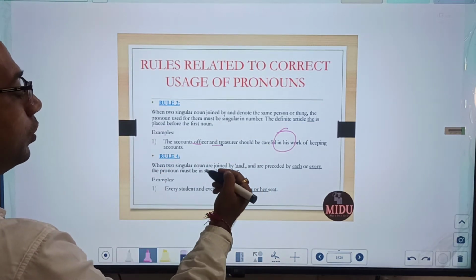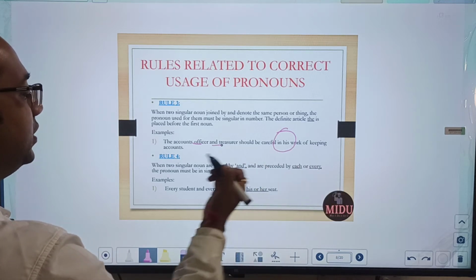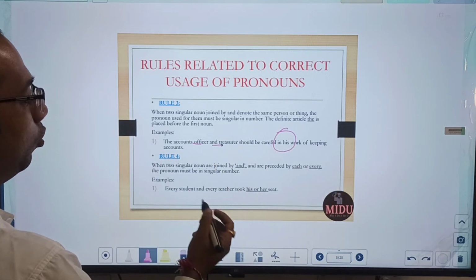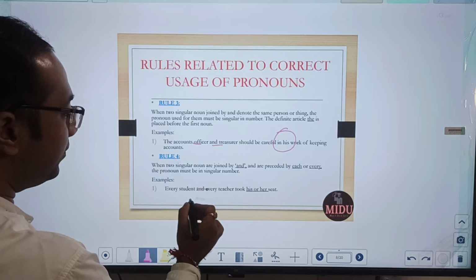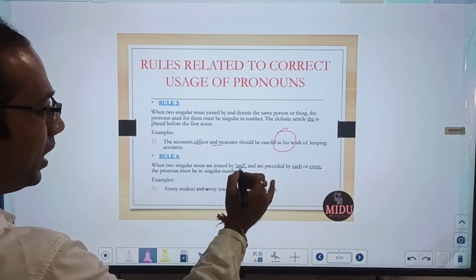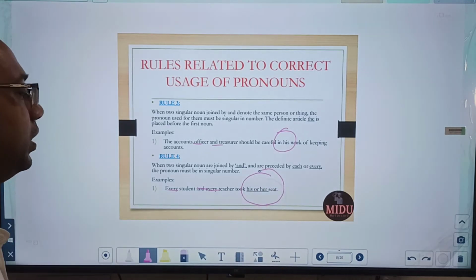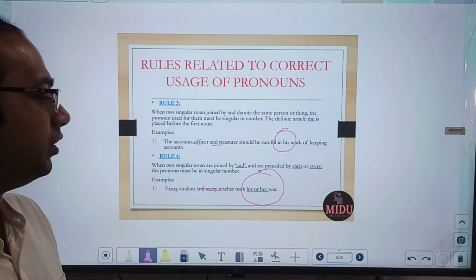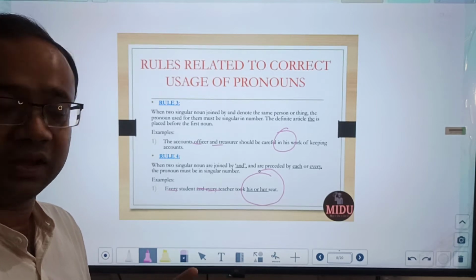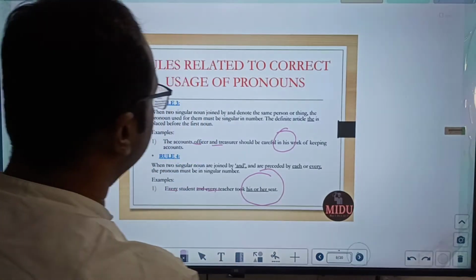When two singular nouns are joined by and are preceded by each or every, the pronoun must be singular. So whenever we have and, and each or every is there, in that case we should always use singular. Every student and every teacher took his or her seat, not their seat. Let us move to the next rule.